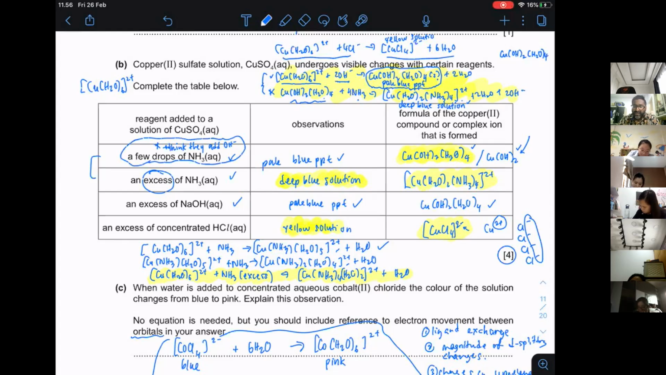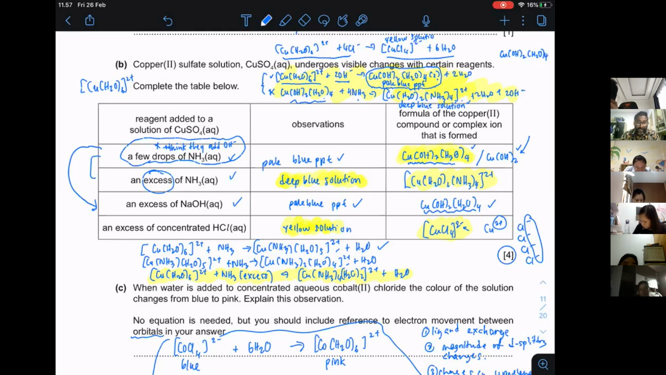This is what I want you to remember. The reaction of adding a few drops of ammonia is going to be the same as adding excess sodium hydroxide. So you are going to get a pale blue precipitate, and you should know what that is, the color also and so on. This one I'll leave it to you how you want to remember. But I'll pass you these notes.